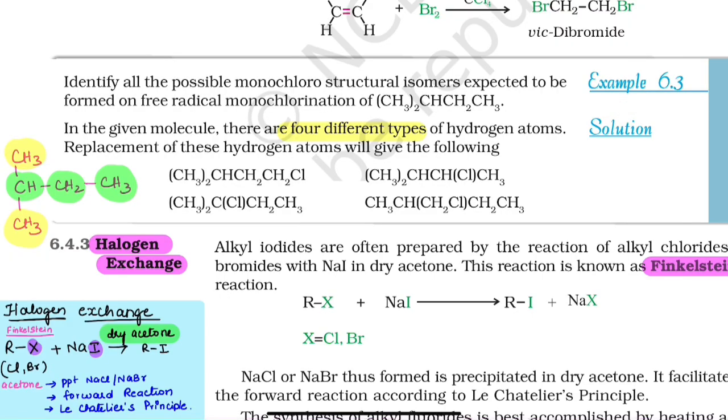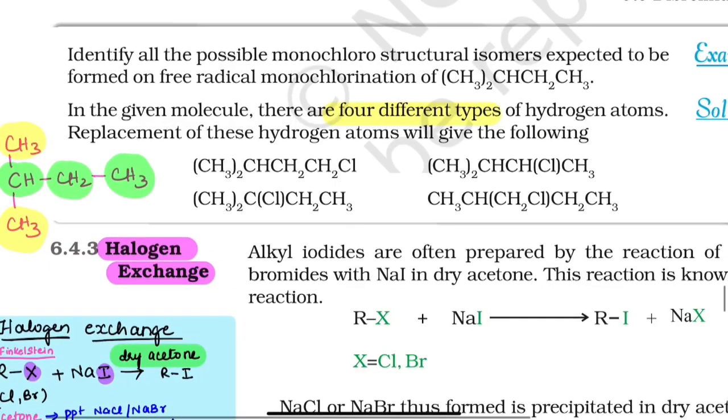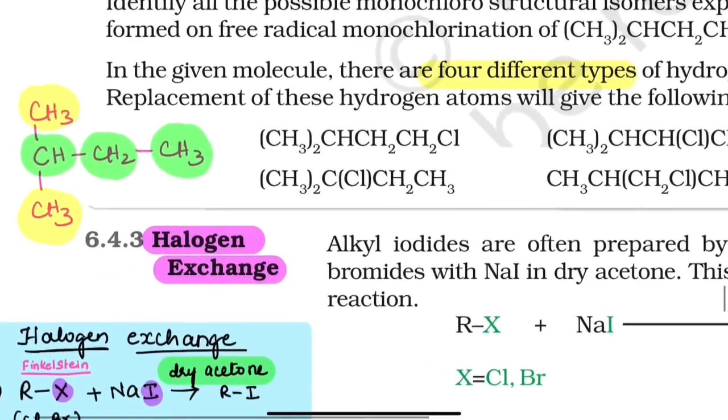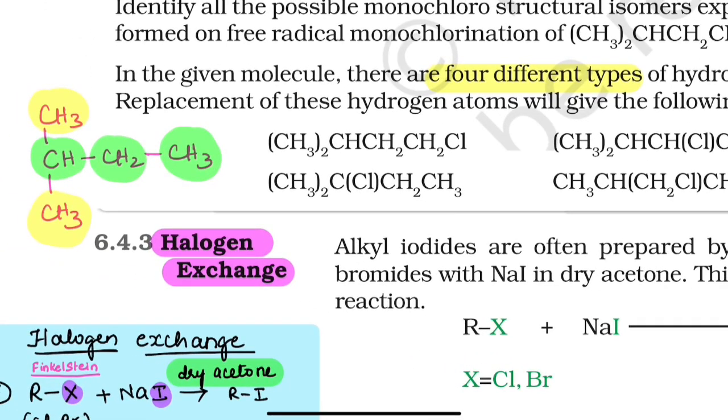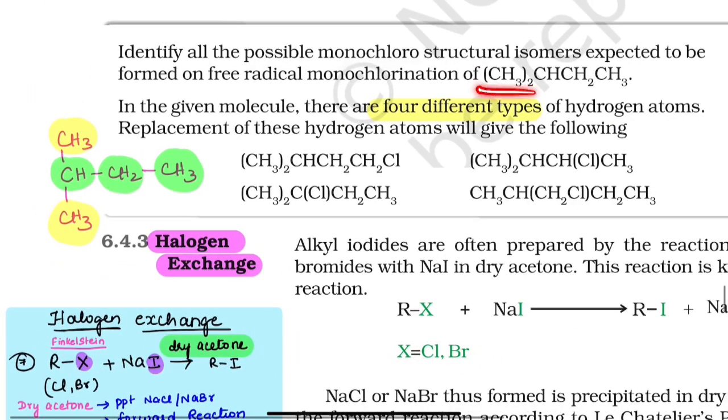Example 6.3. Identify all the possible monochloro structural isomers expected to be formed on free radical monochlorination. So a compound is given and what we want is the monochloro structural isomers. So I told you to see the type of hydrogen atoms. So see the same structure. How many carbon atoms are there? 1, CH3 two times, so 2 carbon atoms here. Third, 4, 5. Totally there are 5 carbon atoms here.